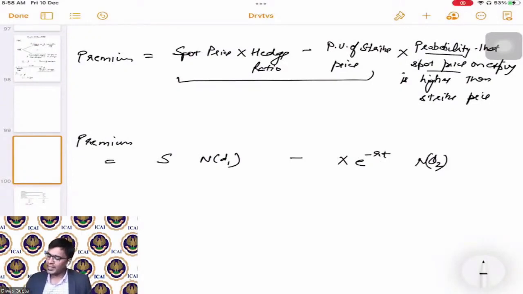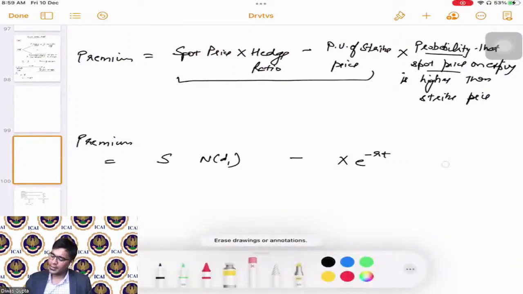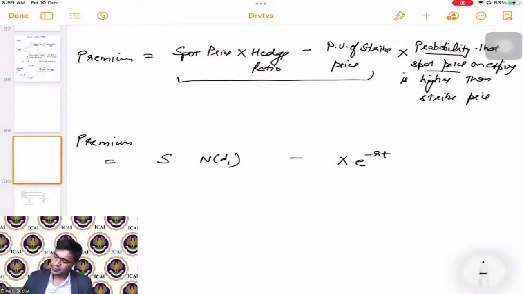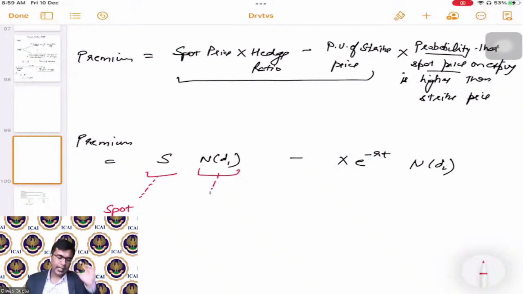Now wait, don't get panicked by this formula. There is nothing in this formula. It's just the use of fancy terms, that's all. See, I'll tell you everything now. I will use a red color pen. This is spot price. N(d1) is what? N(d1) is the hedge ratio.